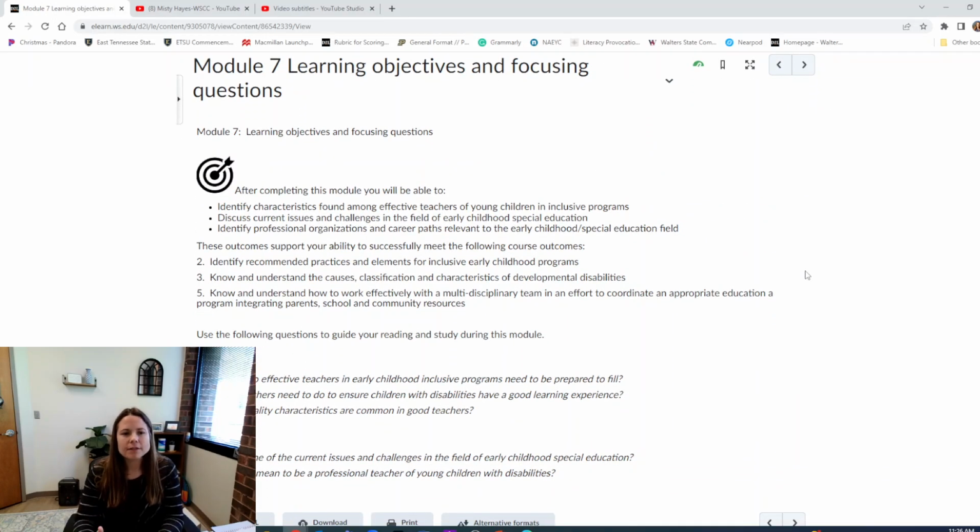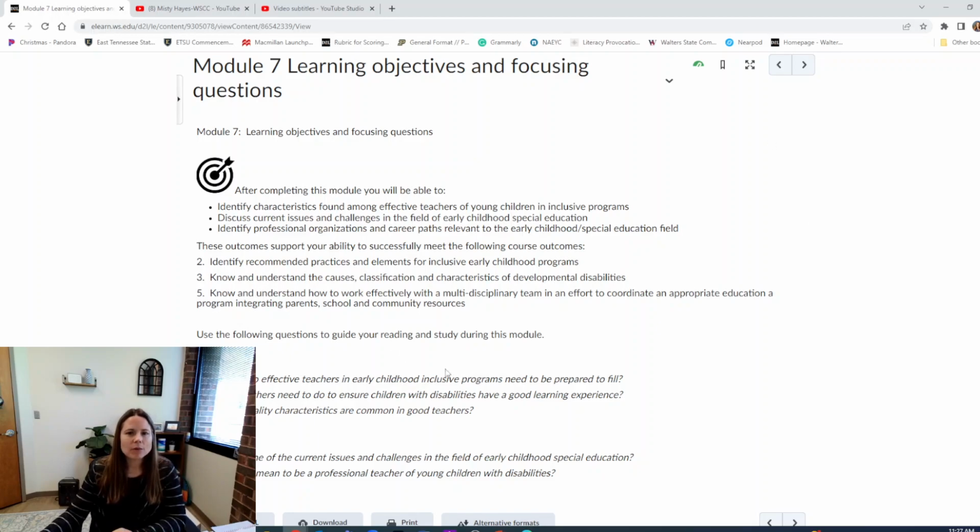So our learning objectives really are for you to identify those characteristics among teachers, you yourself, of young children or early childhood in inclusive programs. We're going to look at the challenges and issues that we're facing today in early childhood special education. And we're also going to be looking at professional organizations that are relevant to early childhood and special education.